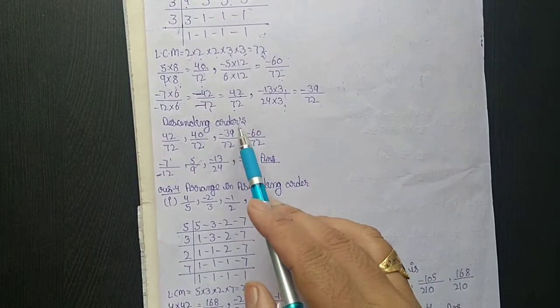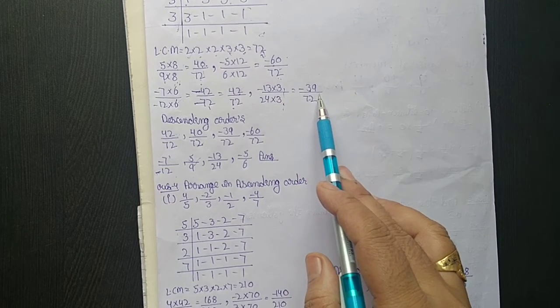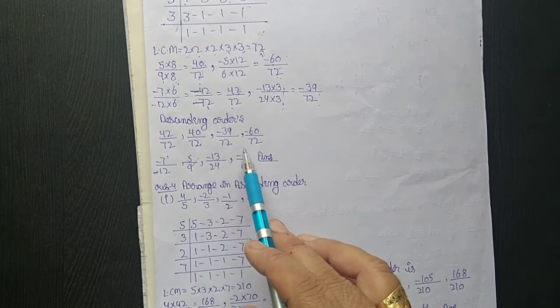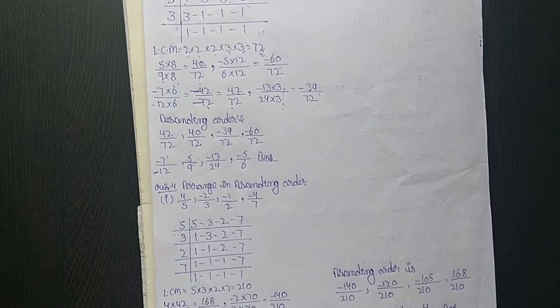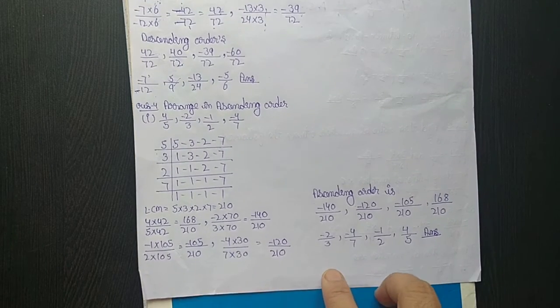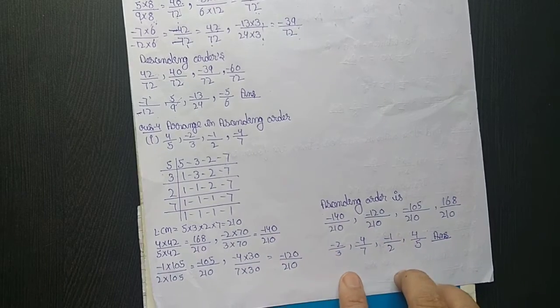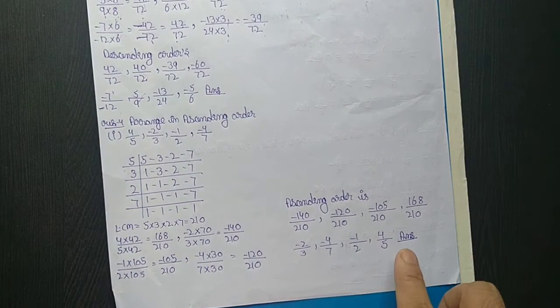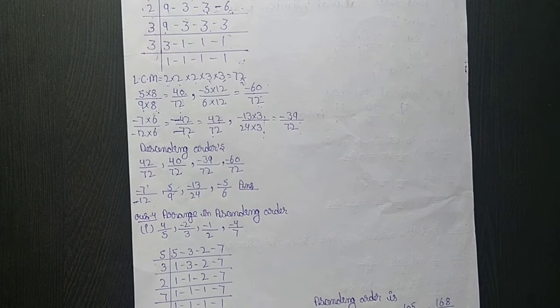So next is minus 39 or minus 60. Minus 39 is greater, minus 39 upon 72. Next one is minus 60 upon 72. So this is the descending order. Ascending order you can try by yourself. Same procedure, but we will write the smaller number first, then greater, greater, greatest. I think this concept is clear to you.